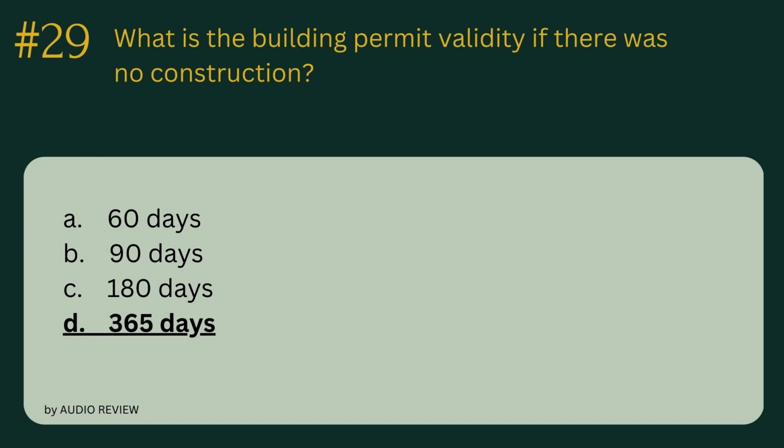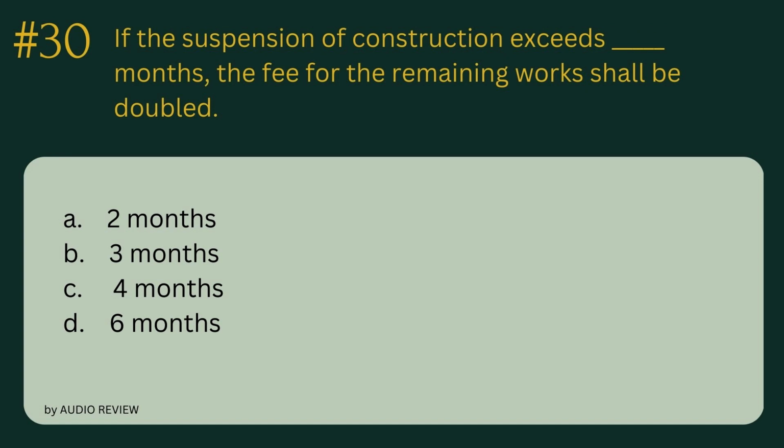365 days. The building permit validity if there was no construction is 365 days. Question 30. If the suspension of construction exceeds blank months, the fee for the remaining works shall be double. A. 2 months. B. 3 months. C. 4 months. D. 6 months. The answer? It's D. 6 months. If the suspension of construction exceeds 6 months, the fee for the remaining works shall be double.